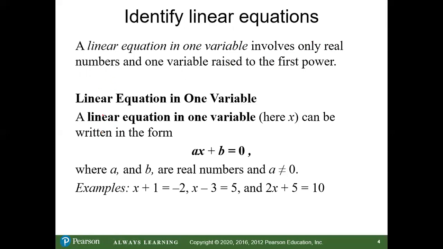So here's an example of a linear equation in one variable. This is standard form. So you have ax plus b is equal to 0, where a and b are real numbers, but your a value cannot be equal to 0, because if a was equal to 0, then that would get rid of your variable, and this would no longer be a linear equation in one variable. It would just be some number b is equal to 0, and of course that's not true, unless b is equal to 0.